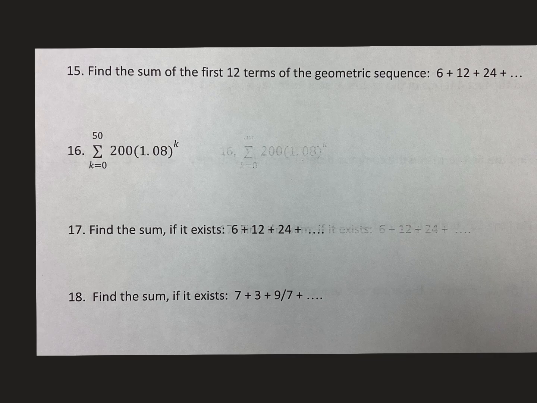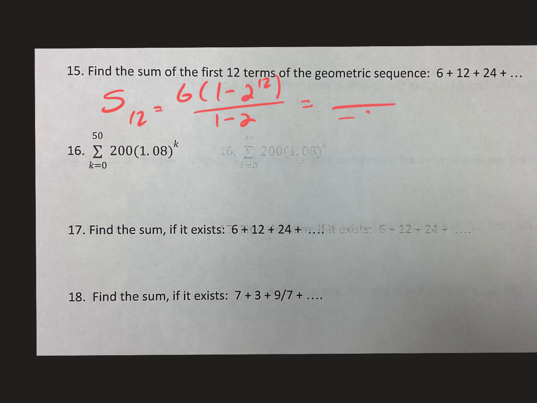15, find the sum of the first 12 of that geometric. So I'm using the big formula for geometric. Sum of the first 12 is going to be the first term, which is 6, times 1 minus R. R is 2, to the nth power, which is 12, over 1 minus R, which is 1 minus 2. And again, the way you find R, first number over last number. Sorry, second number over first number.